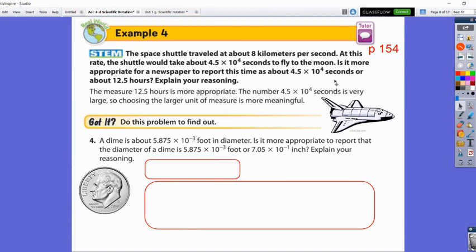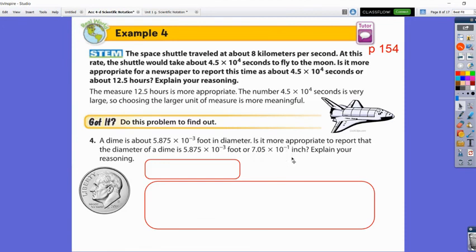And it's not because it's not in scientific notation. It's because hours is a larger unit than seconds, and this is a big number. So if you have a large number, then use the larger unit of measure. Their example on this one is a dime, about 5.875 times 10 to the negative third feet in diameter. Well, is it better to report it as that number, 5.875 times 10 to the negative 3 feet, or 7.05 times 10 to the negative 1 inches?